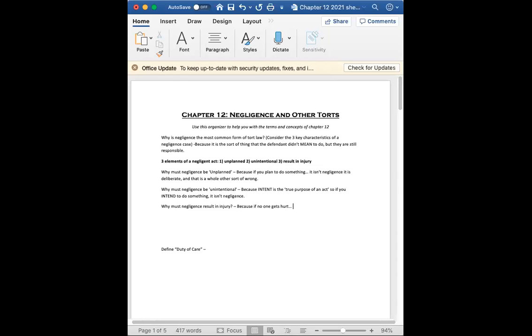Why? Because what's the point? That's what I'm asking. What is the point of a lawsuit? What's the point of civil law? To compensate for injury, to compensate victims. And if nobody gets hurt, then there's no victim. There you go. If no one gets hurt, there is no victim, and thus no need to seek compensation.